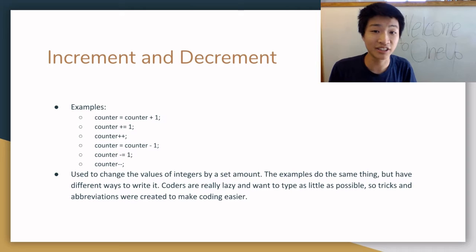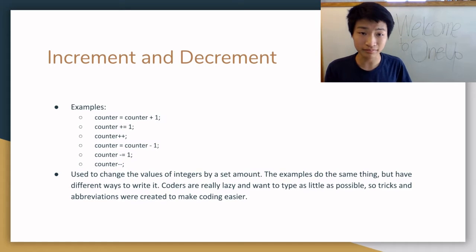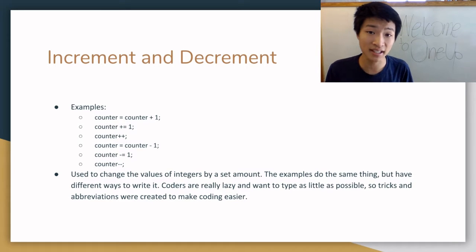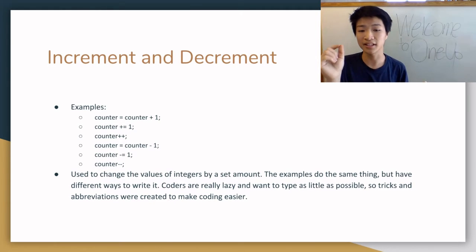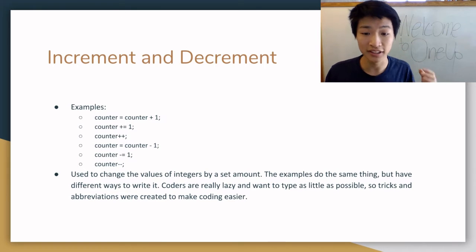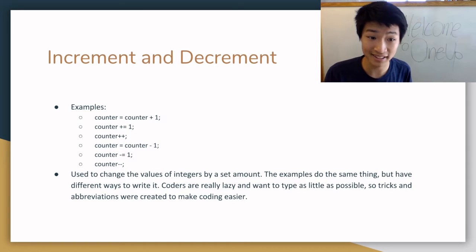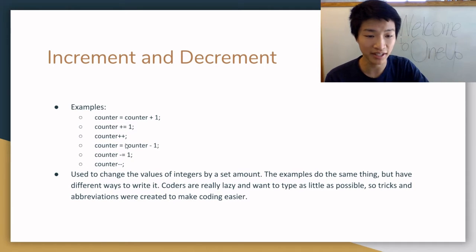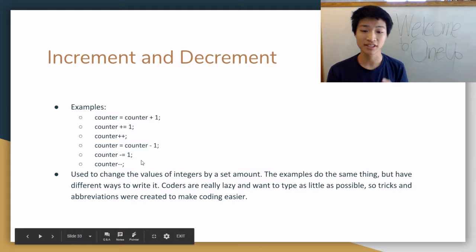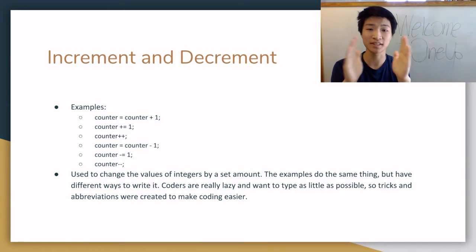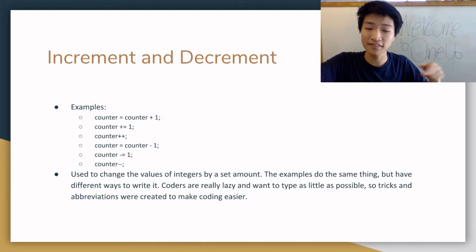Coders are so lazy that they don't even want to write counter plus equals 1. Instead, they write counter plus plus. Counter plus plus is the same thing as counter plus equals 1. It's just to change the value of an integer by a set amount, like 1 or 2 or 10, just the same amount. And in all of these examples, you could do the same thing with minus: counter equals counter minus 1, counter minus equals 1, or counter minus minus. They all do the same thing. It's just coders are really lazy and they like to decrease the amount of text they write. So you're going to have to get used to seeing these little abbreviations.